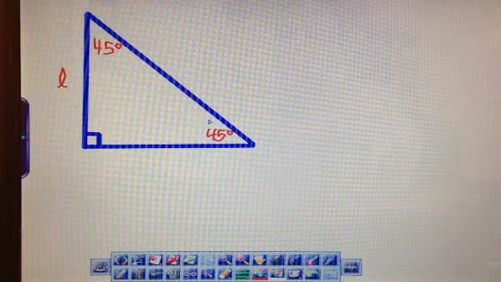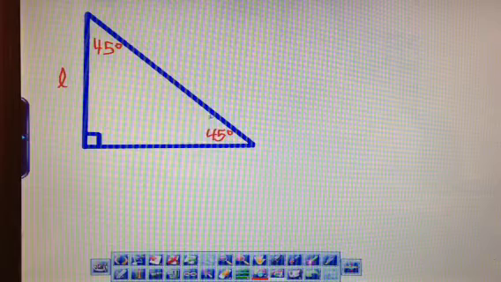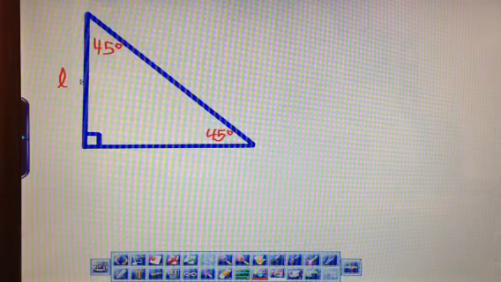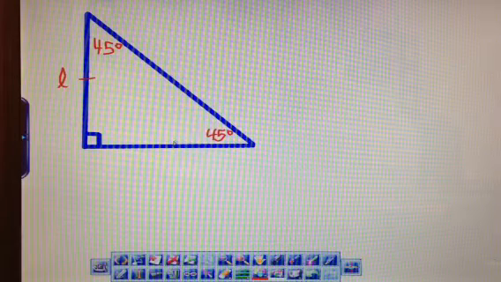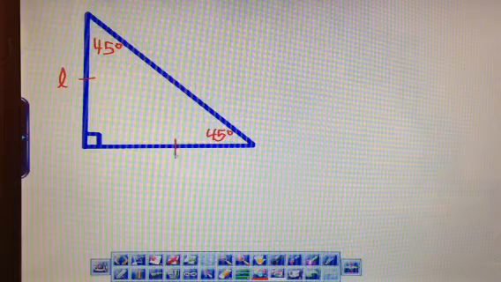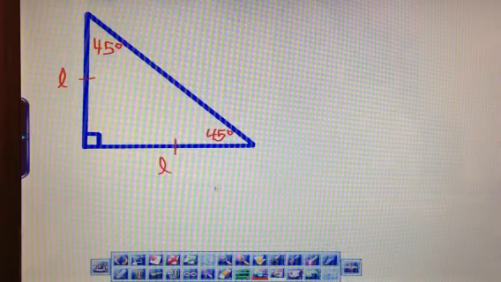If you think back to the isosceles triangle theorem, it says that if you have two angles that are congruent in a triangle, then the sides across from them are congruent. So we know that if we call one of our legs in the triangle L, then in this specific triangle, this is also L.